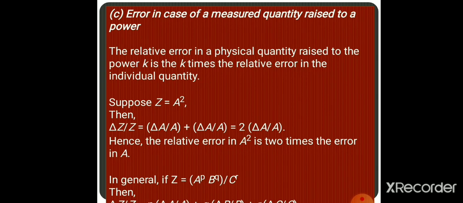Error in the case of a measured quantity raised to a power. Suppose we have Z is equivalent to A square, it can be written as A into A, and we can follow the similar rules as we had done for multiplication in the previous slide. Then delta Z by Z will be equivalent to delta A by A plus delta A by A, which is 2 times delta A by A. Hence, the relative error in A square is 2 times the relative error in A.